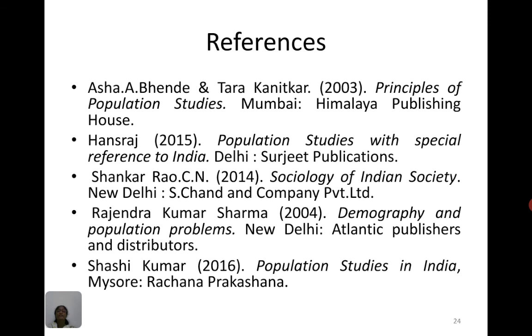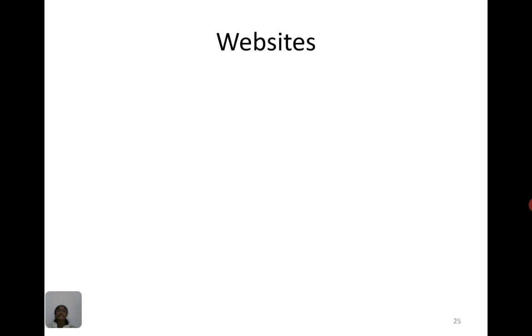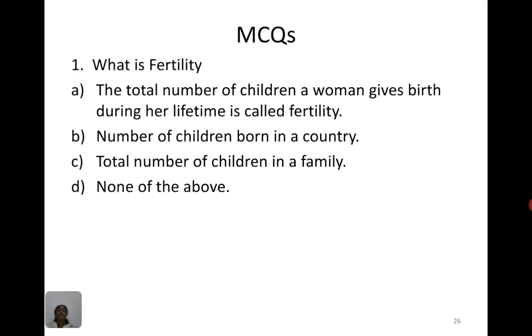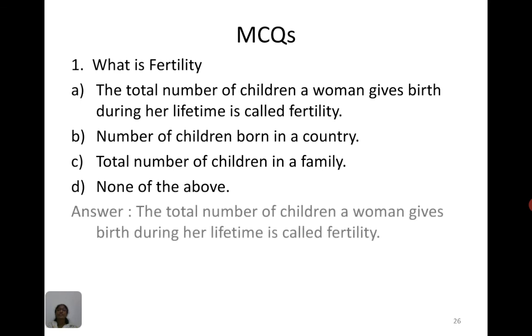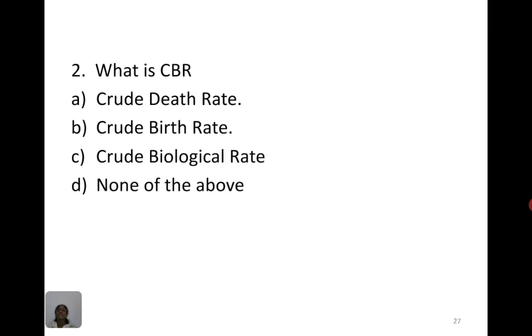Now these are the references made for the preparation of the slides. These are the websites referred, and if you have listened to the lecture, it will be easier for you to answer these multiple choice questions. What is fertility? The answer is the total number of children a woman gives birth to during her lifetime is called fertility. What is CBR? The answer is crude birth rate.